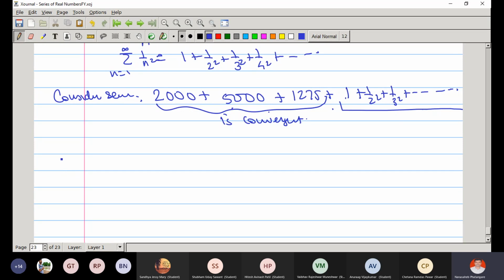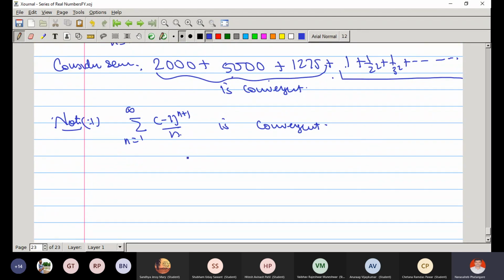Now, from our previous discussion, the series minus 1 raised to n plus 1 upon n, is it convergent? Yes, sir. But if you take absolute values of the terms, what about this series? It is divergent.